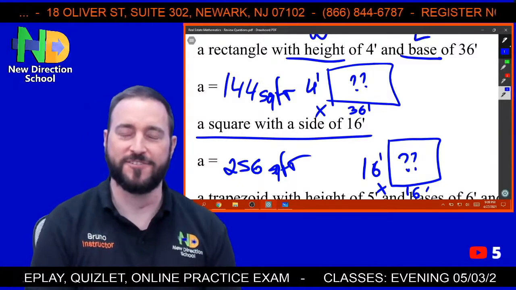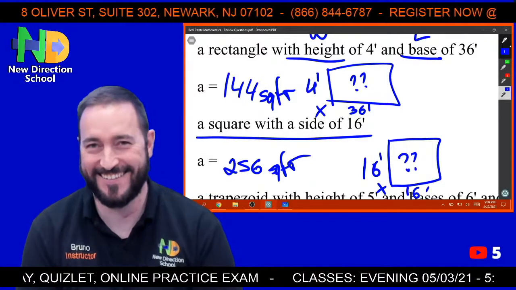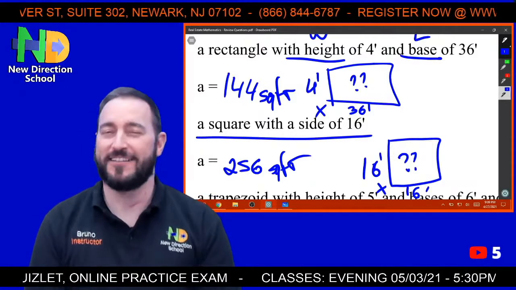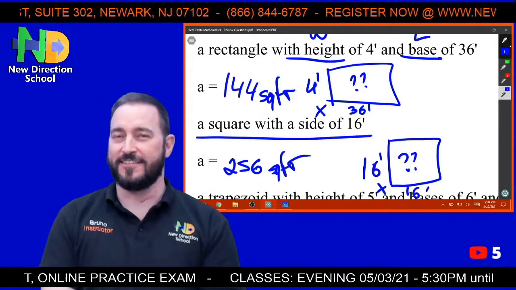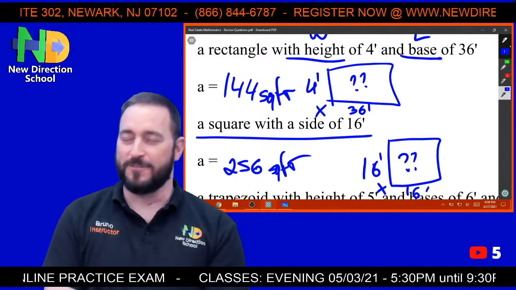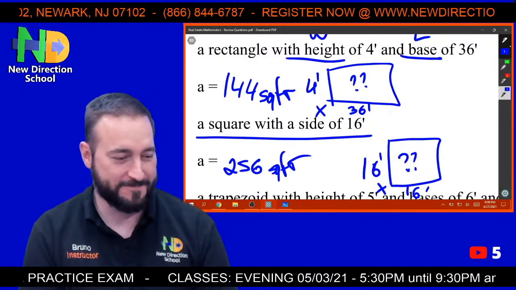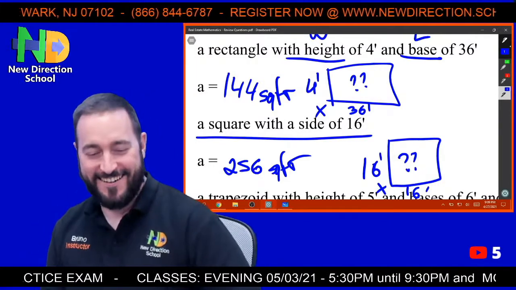I don't know if Common Core teaches differently. Maybe we got to take the 10 first, and then we figure out the 6, and then we multiply those. I don't even know anymore. All right.